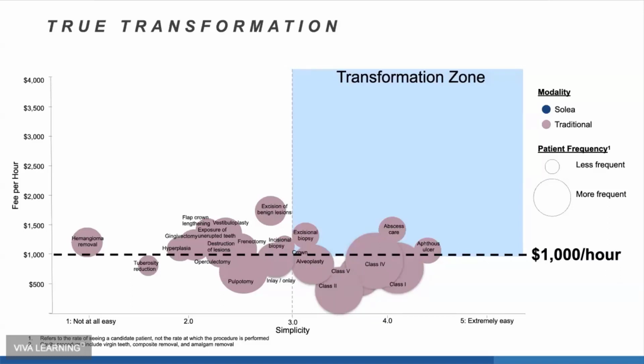Notice how all these procedures are hovering over that $1,000 per hour production, no matter what you're really doing, because that's the survey. Now, some things like the class 2, as you can see, is actually the least profitable procedure in dentistry according to this survey, ranked at around $500 an hour.